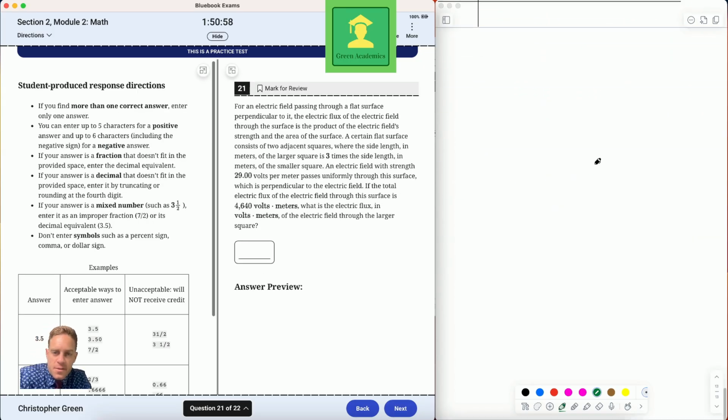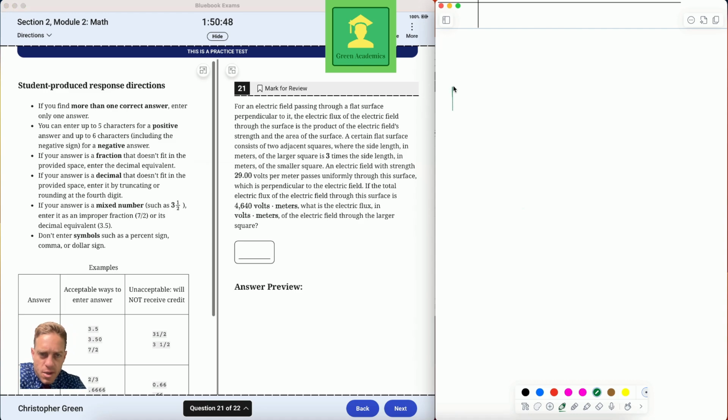For an electric field passing through a flat surface perpendicular to it, the electric flux of the electric field through the surface is the product of the electric field strength and the area of the surface. I'm going to try to write that in words. The flux is the product of the field strength. I'm just going to write this in words. I know they might give separate variables for it later, but flux is field strength times area of surface.